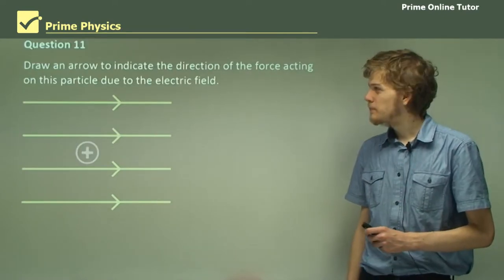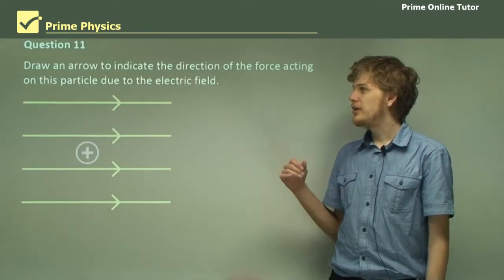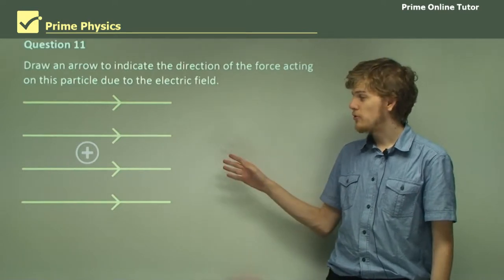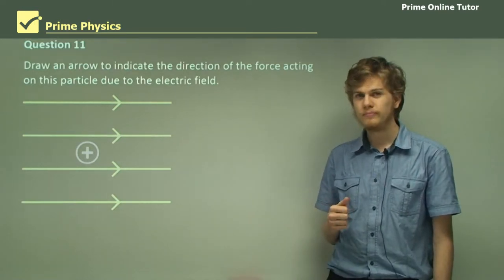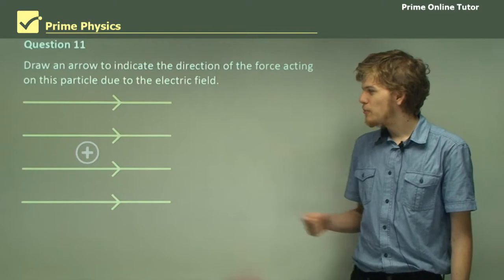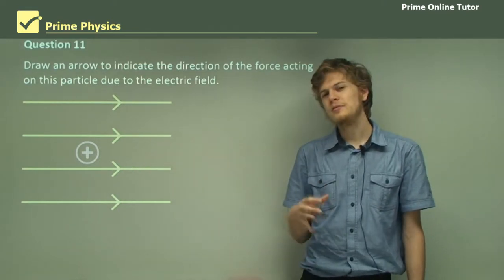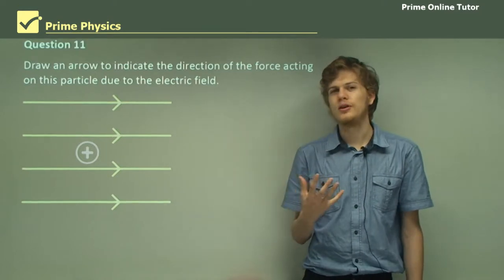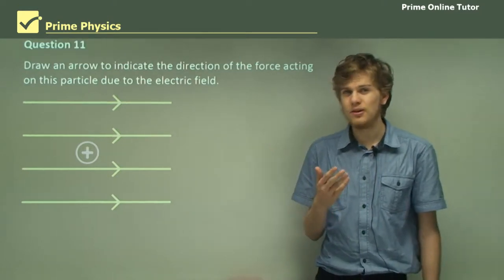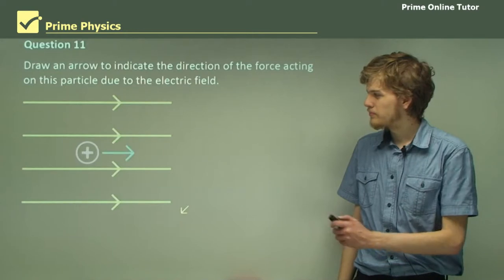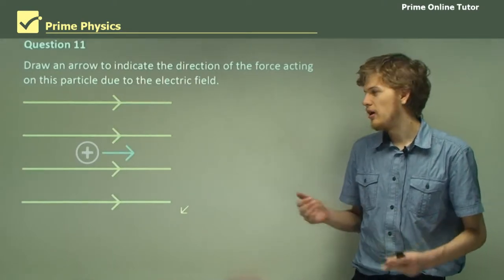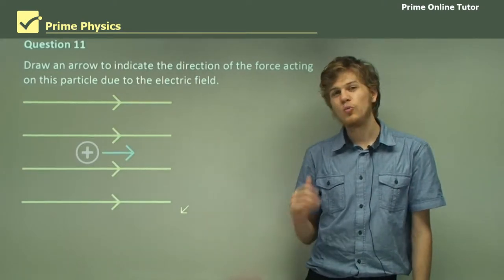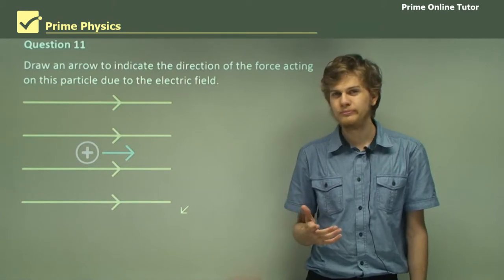Question 11. Draw an arrow to indicate the direction of the force on this particle due to the electric field. Now we have a positive charge. What does that mean about the direction of the force? Is it in the same direction or the opposite direction as the field lines? That's right, it's the same direction. We always draw electric field lines based on what the positive charge will do.